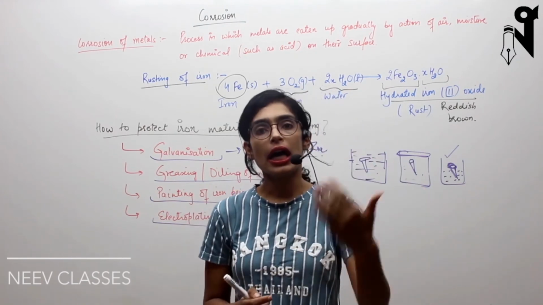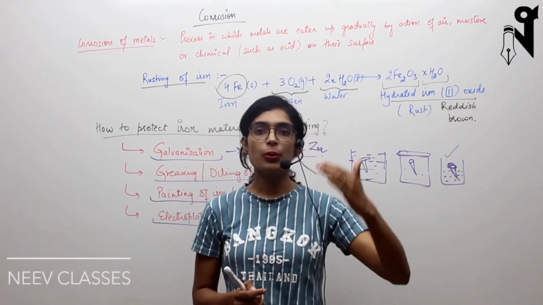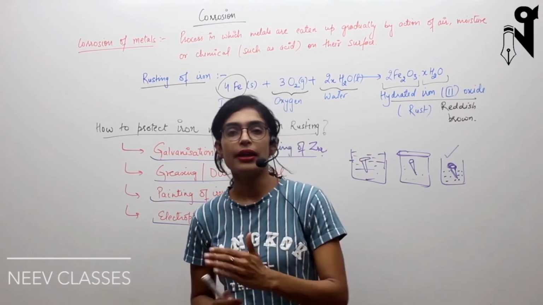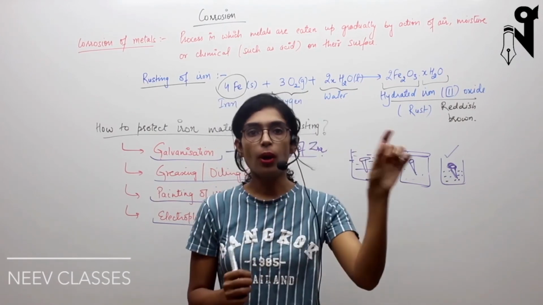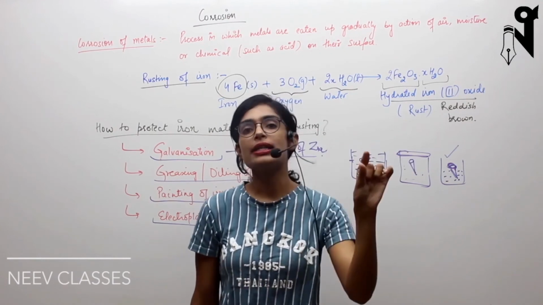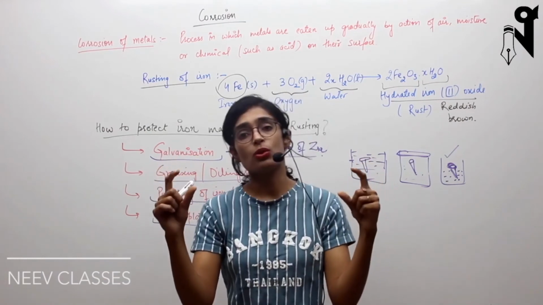So we plate our iron material with those metals, and those metals react with oxygen and moisture rather than the iron under those layers. Hence the iron gets saved, but the top layer of those metals gets oxidized. Not always do they get corroded. Sometimes those oxides are stable, sometimes those oxides are not stable.